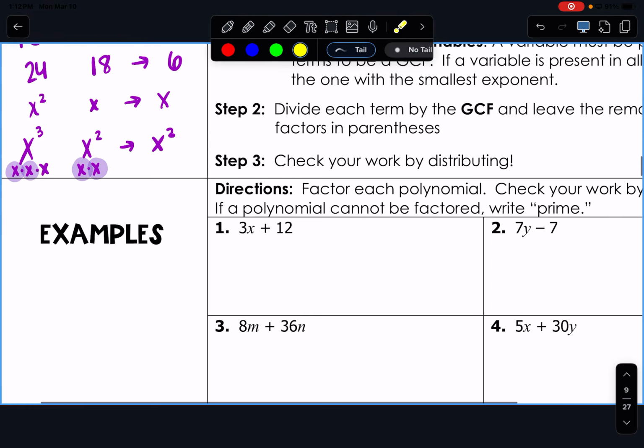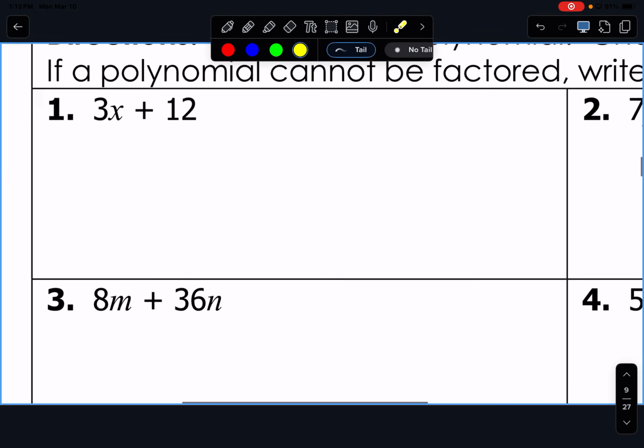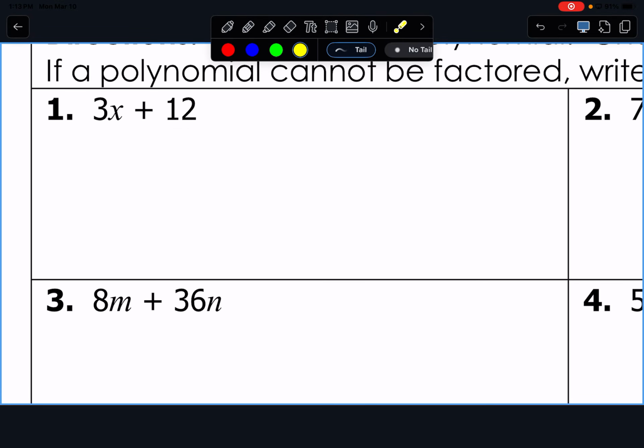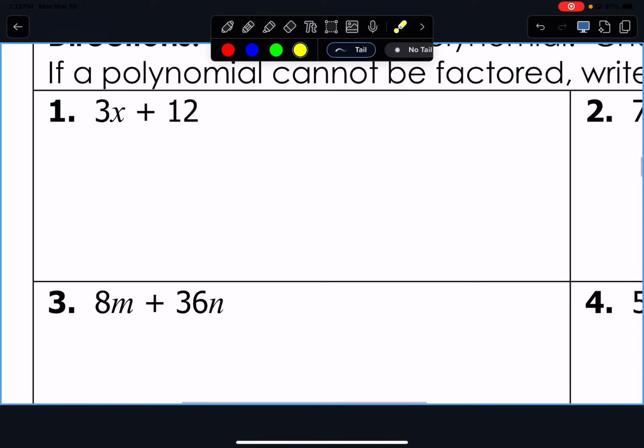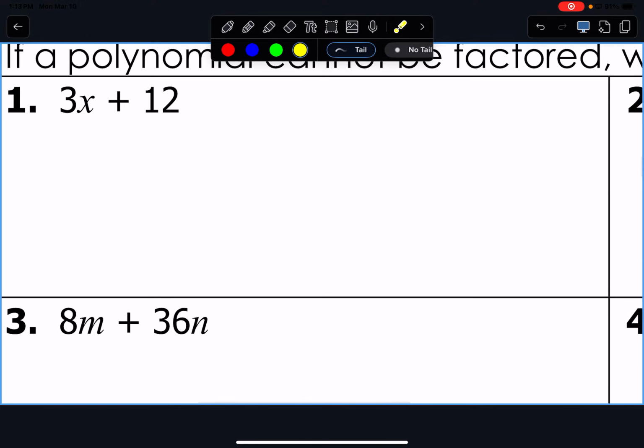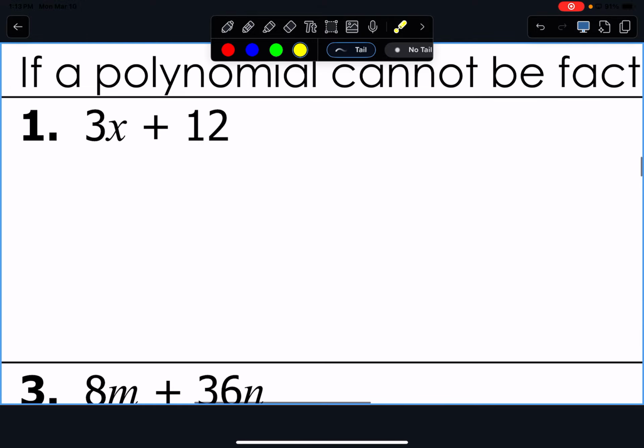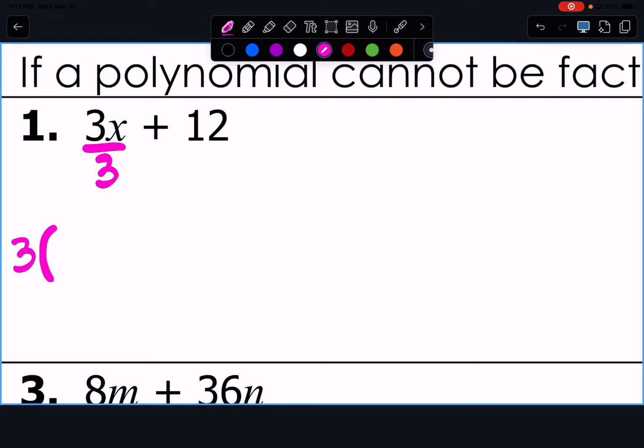So I want us to go ahead and look at number 1. The first few of these we're going to do are strictly number GCFs, so it's not having to do with a variable yet. What is the GCF between 3 and 12? 3. So once you find your GCF, you are going to divide both of those terms by 3.